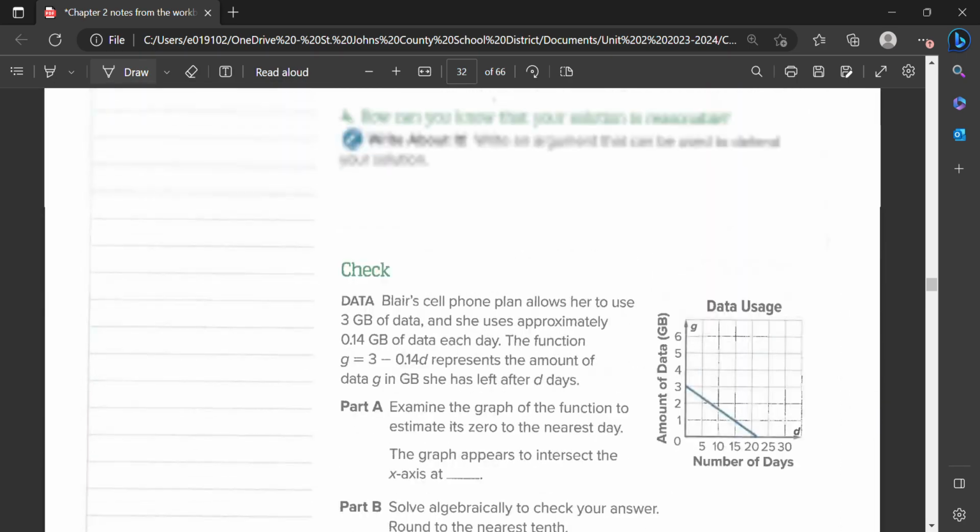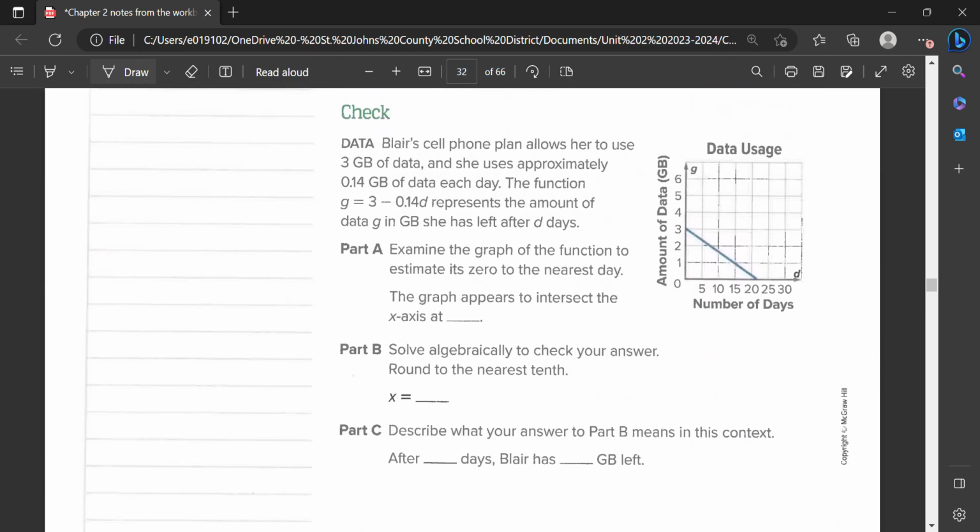All right. Let's go down to the check down here. I like the check a little bit better than that one. It's a little wordy. So Blair's cell phone plan allows her to use 3 gigabytes of data, and she uses approximately 0.14 gigabytes of data each day. The function g equals 3 minus 0.14d represents the amount of data g in gigabytes she has left after d days. So part A, examine the graph of the function to estimate its 0 to the nearest day. So it looks something like 22. You might see 21, 22, that's okay.